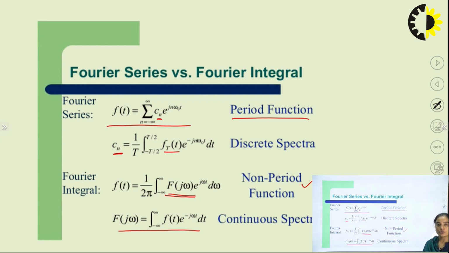Because this F of j omega will be a function of omega, and we will have two terms, magnitude and phase, as we see in a complex number. Similar to that, F of j omega will have magnitude as well as phase. So if we plot frequency versus magnitude of F of j omega, that will be the continuous magnitude spectra, and if we draw frequency versus phase of F of j omega, that will be the continuous phase spectra.